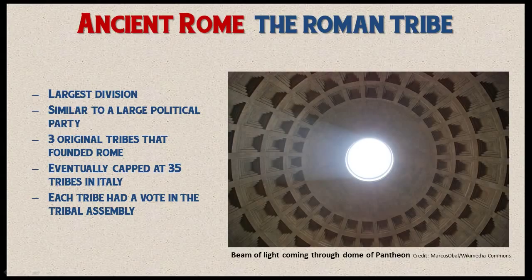Now, in early times, Rome was divided into three main tribes, and those were the three tribes that founded Rome. Eventually, that was expanded to 35 tribes, but it was capped at 35. Rome decided not to expand the number of tribes past 35. As a result, the tribes no longer represented a single district. They came to include large territories in Italy proper.